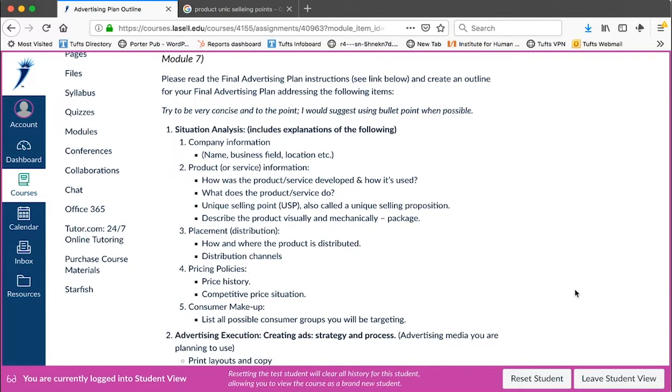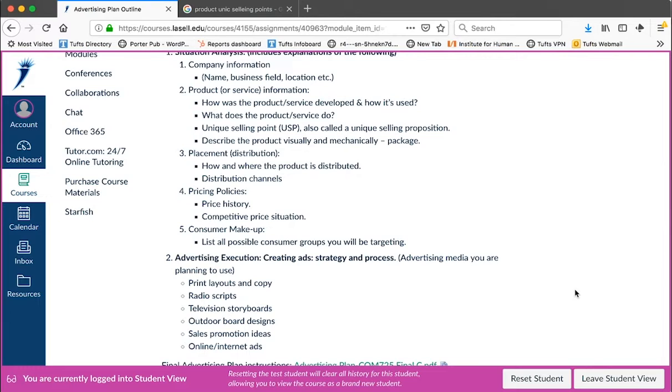Then the price policy, so price history, competitive price situation, so where your product as far as price compares to the price of your competition. Then consumer makeup. Here you're just going to list the possible consumer groups that you're going to be targeting with your advertising. So this is all you have to do for the situation analysis. So try to do a good job here because it's going to help you on your final project.